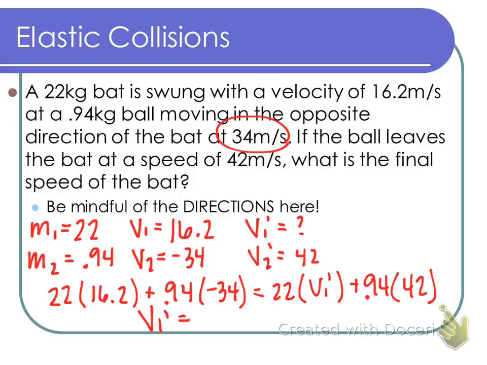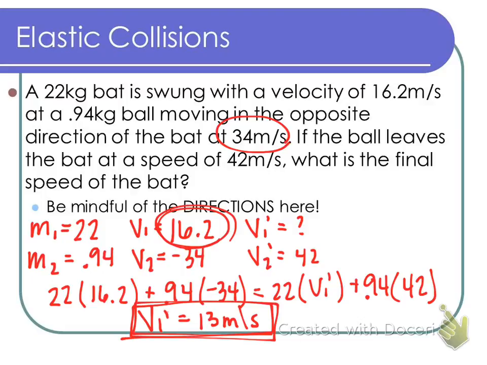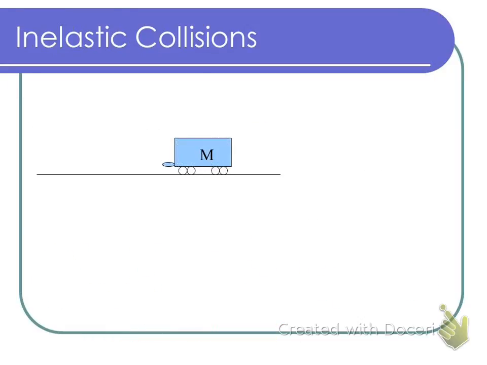So I got V1 prime to come out at about 13 meters per second. Yes? No? 12.95? Okay. So as he started his swing, as soon as he contacted the ball, the bat was moving 16.2 meters per second. After he contacted the ball, it's still moving forward, but now slowing down. So he's still swung all the way through that swing, but we're at a velocity of 13 meters per second. Second type of collision called an inelastic collision.